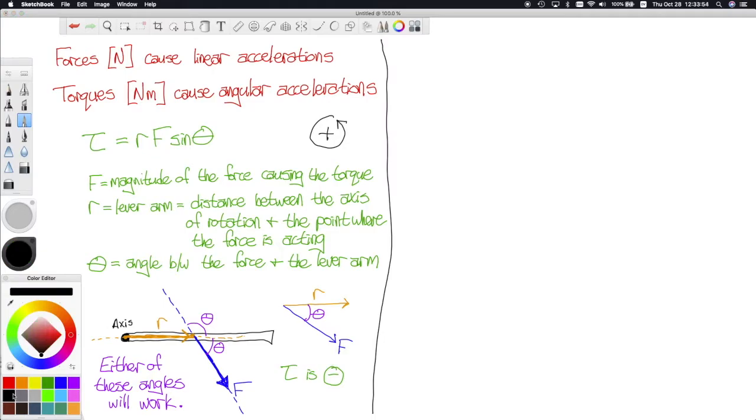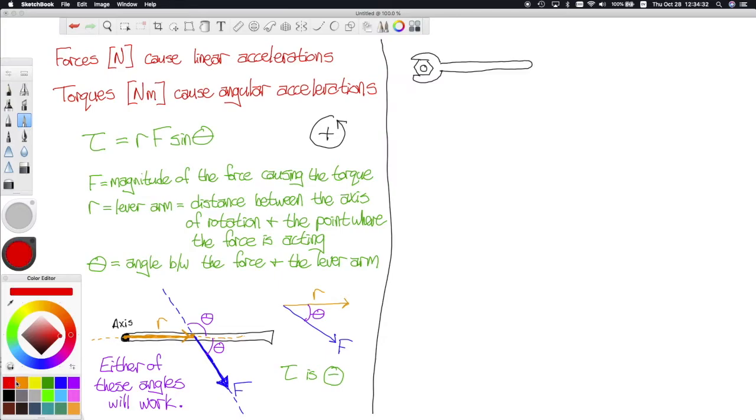So let's do a couple of example situations, clicker questions, to help us understand a couple of these variables. And I'm going to consider these in the context of trying to rotate a bolt with a wrench.